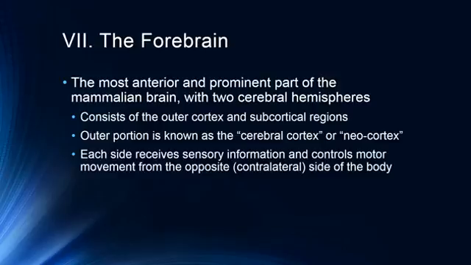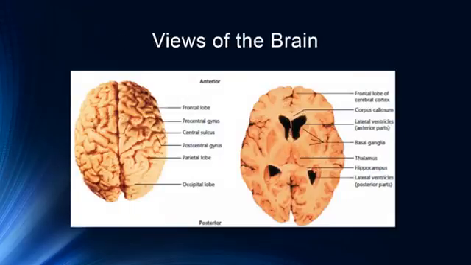So each side, of course, receives sensory information and controls motor movement from the opposite side or contralateral side of the body. The exception to this are the eyes. It's the right visual field, so if you're looking at a point in space, everything to the right of that goes to the left hemisphere, and etc.